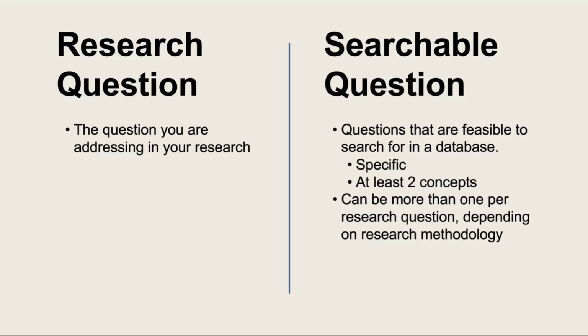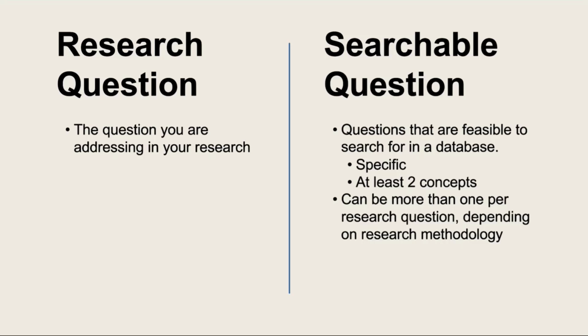You can, depending on your project, have more than one searchable question per research question. So if you're doing something like a systematic review, your research question probably needs to be the same thing as your searchable question. But most other things, you can have your research question and then come up with a list of searchable questions that you can use to address it.